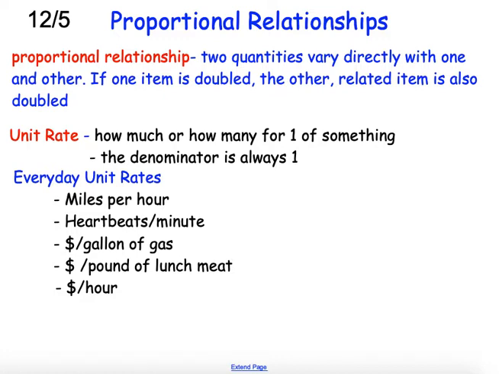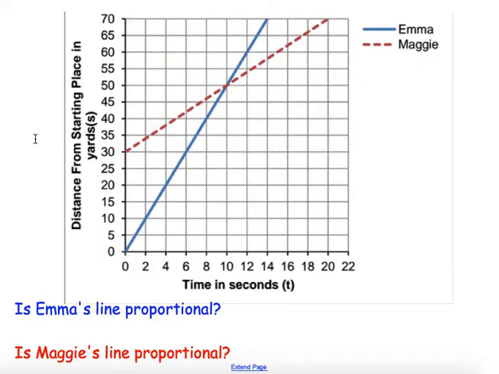All right, let's go back to what we started with. This is discussion. So the discussion is, do you think Emma's line is proportional? Again, Emma's line is the blue one. Do you think Emma's line is proportional? And then think about, is Maggie's line proportional? Let's just focus on Emma for now.